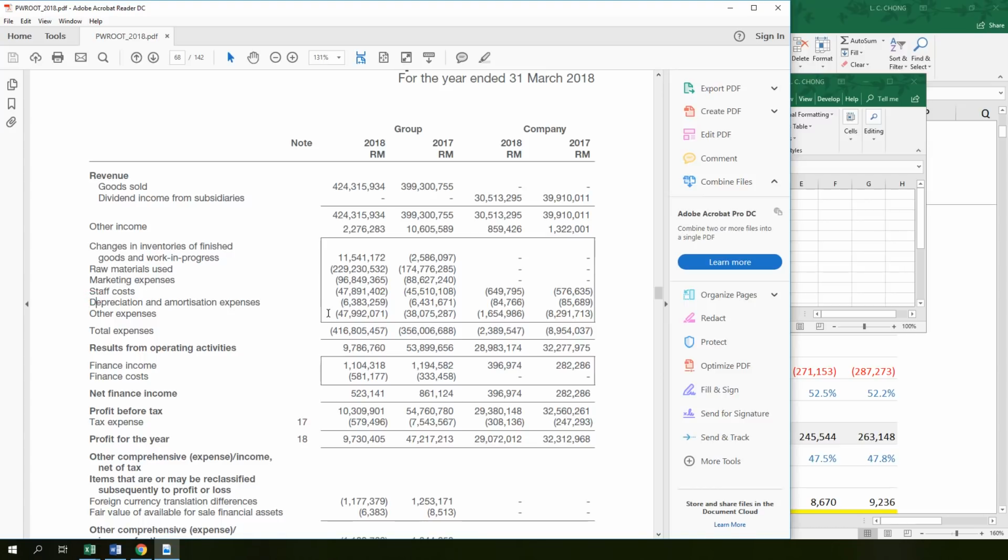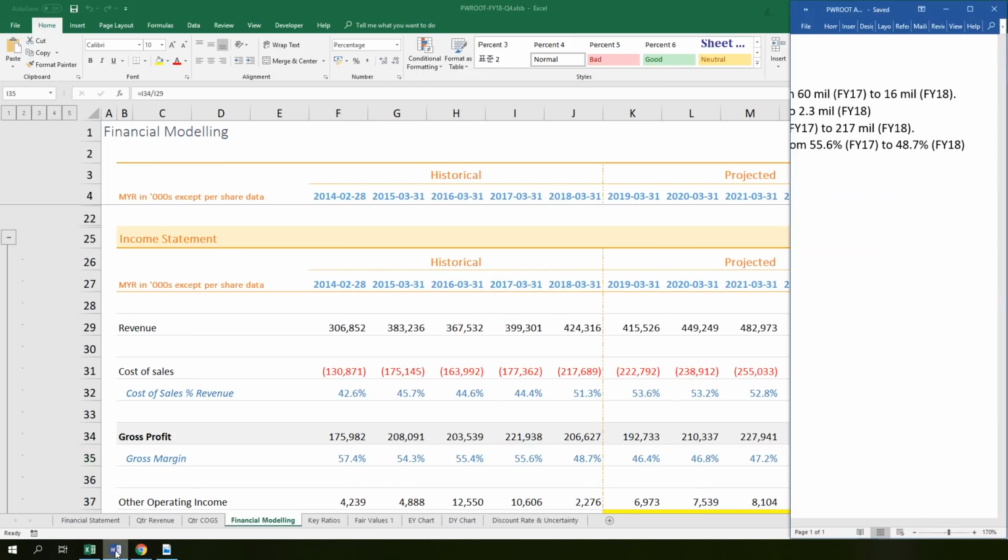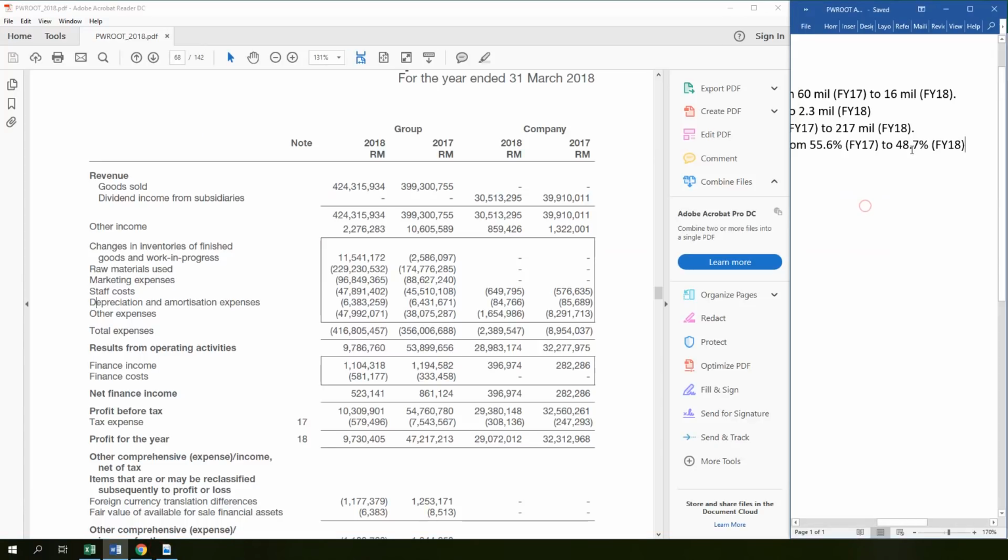Staff cost, depreciation and amortization expenses, nothing alarming. We will check capex later. Other expenses, 48 million in FY18, 38 million in FY17. So we have to take note. Other expenses.